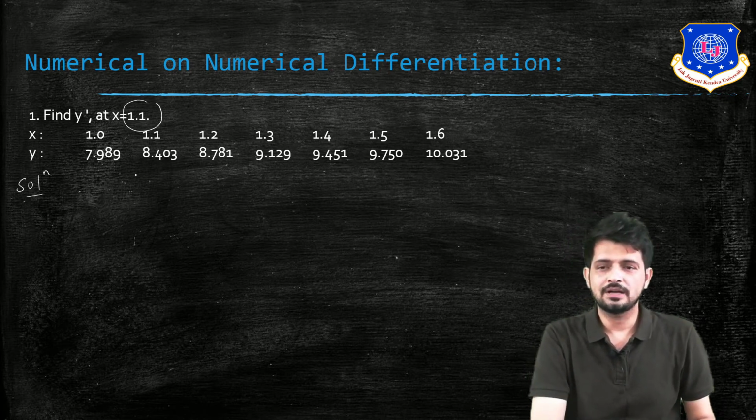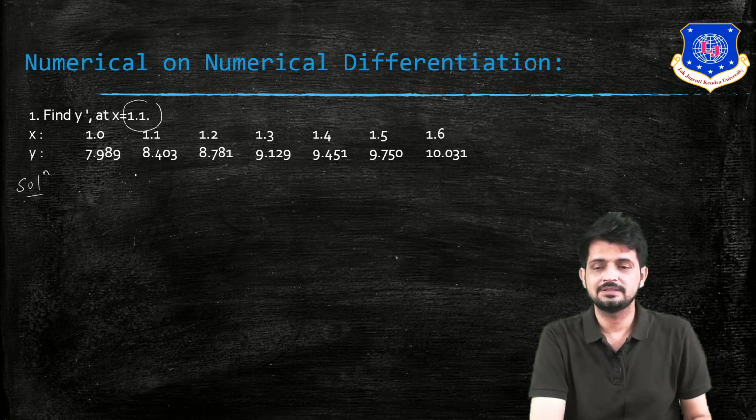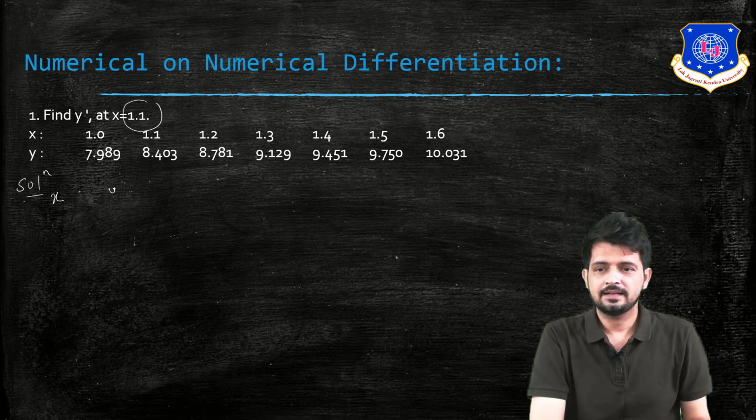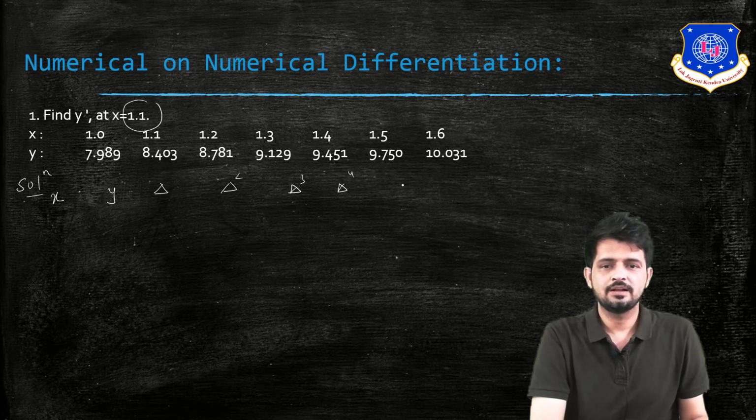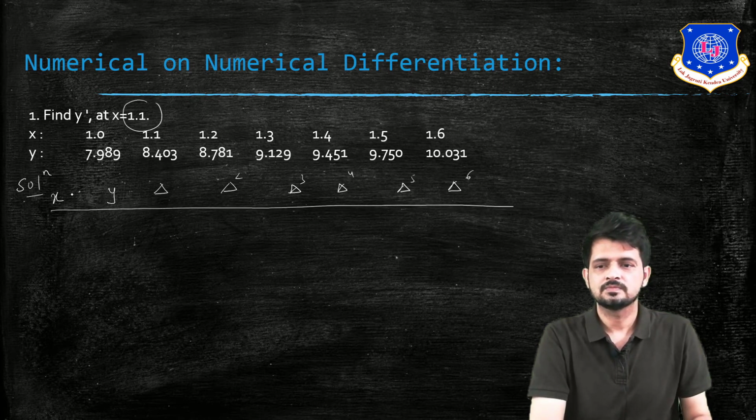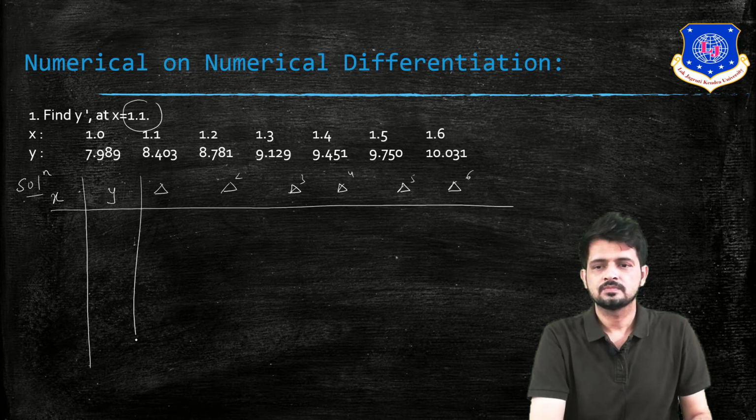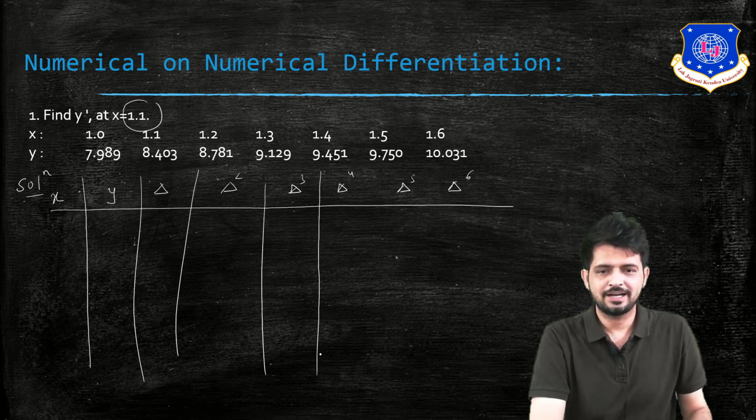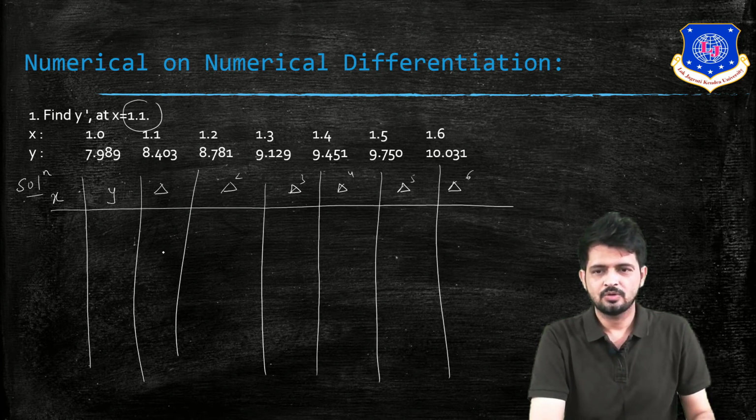How many values are there? See, 7 values are there, so there will be 6 differences. See, let us write that x, then y, del square, del cube, del raised to 4, del raised to 5 and del raised to 6. Lines are not straight, okay. No need to worry about that.